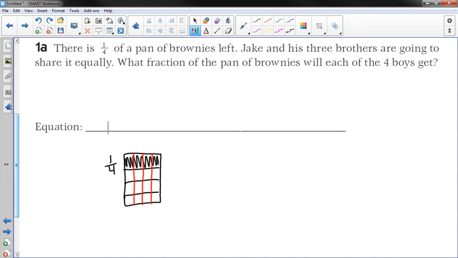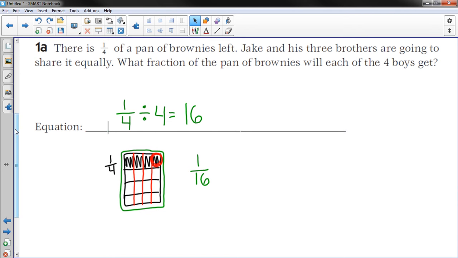And how much will each kid get? Each kid's going to get this amount right here, 1 out of what was originally the entire pan. So it's going to be 1 out of 16. So my equation, that's interesting, huh? Is going to be 1/4 divided by 4 is 1/16.